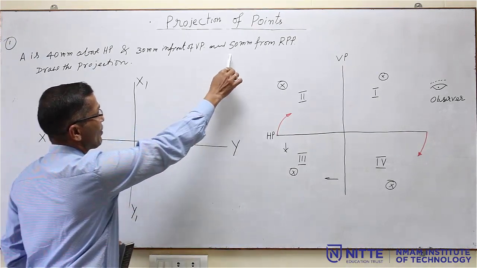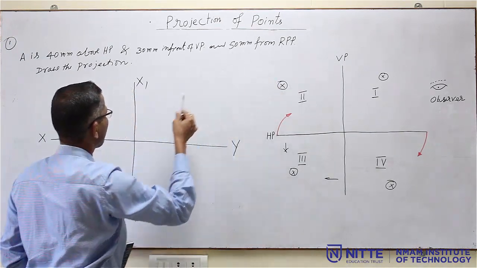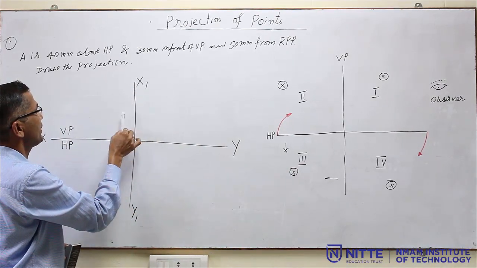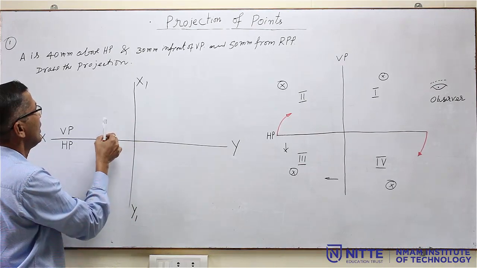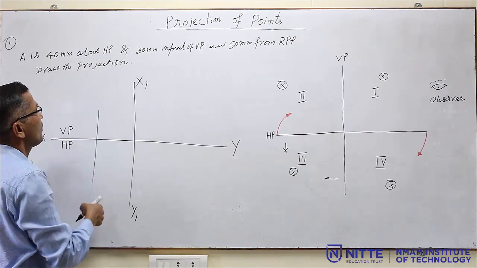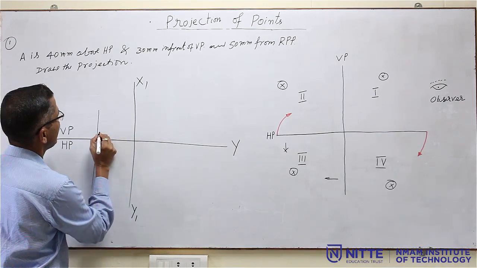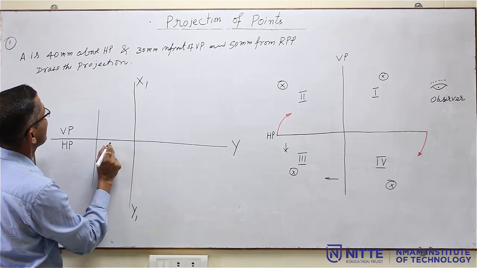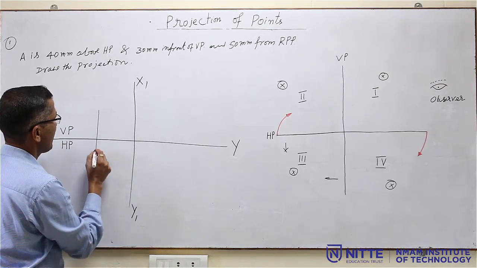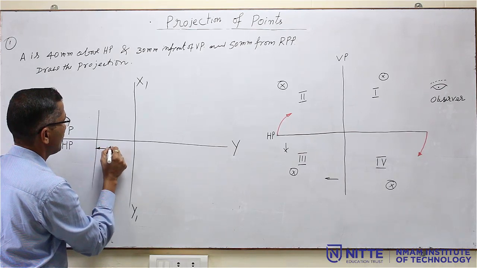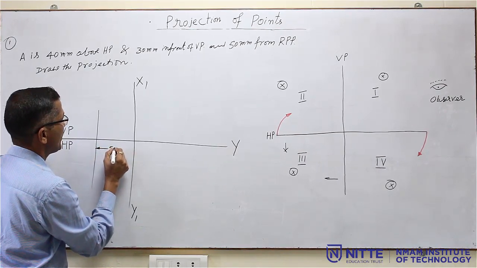Now, from profile plane it is 50 mm. So, this is the profile plane intersection line, that is X1 Y1. From here you have to measure a distance of 50 mm and drop a very light line. What is this distance? This is 50 mm. You can mention it anywhere on this line, you have to give this dimension, 50 mm.